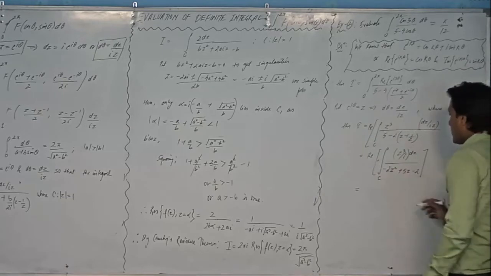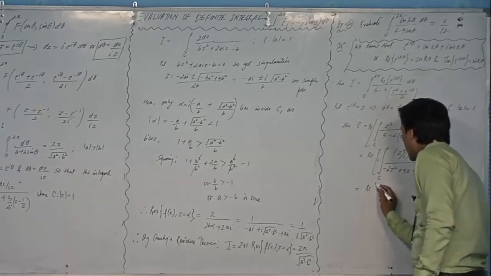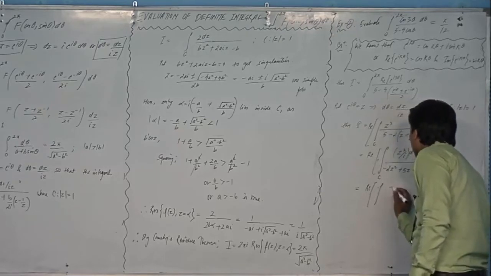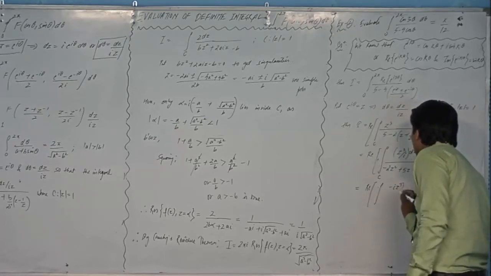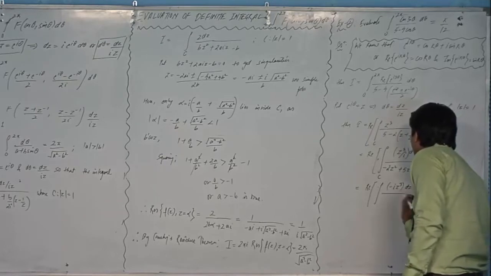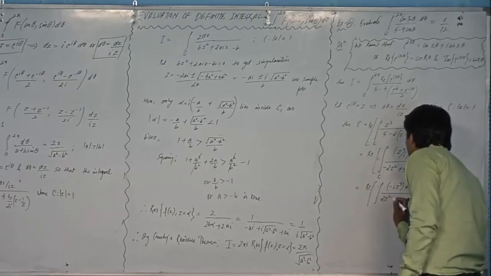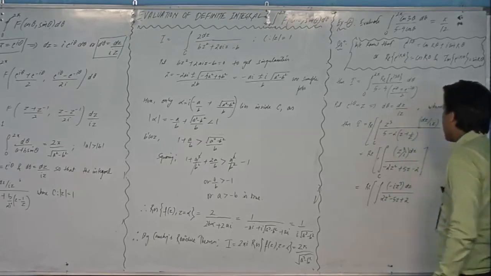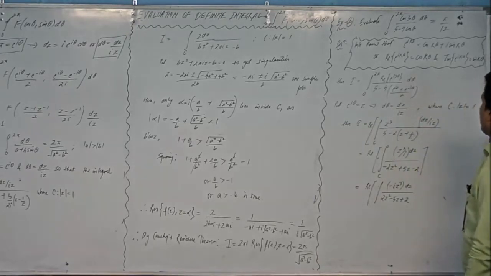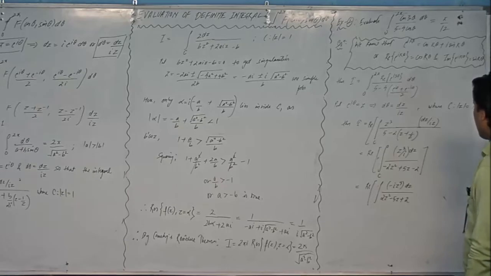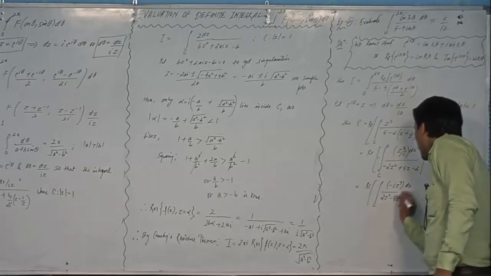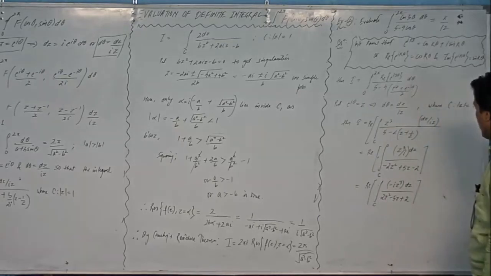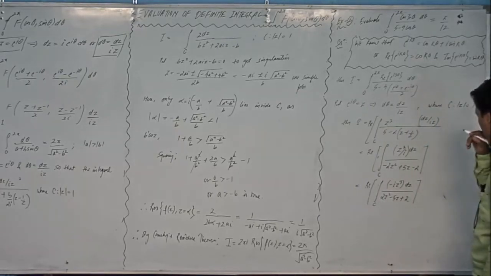To remove this minus sign, I should write it as the real part of integral minus iota z cube dz over 2z square minus 5z plus 2, right? Okay, now this is c, and may I factorize it? 4, this will become minus 4 and minus 1.